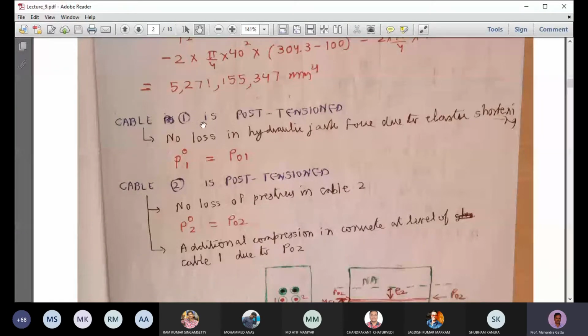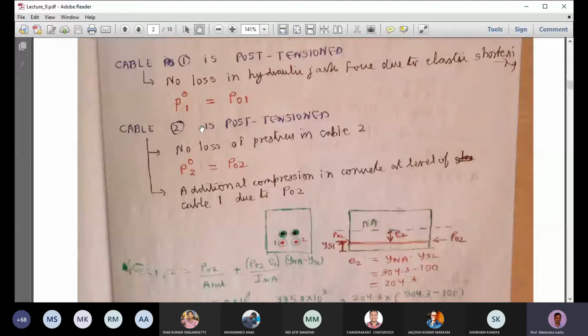So when cable 1 is post tensioned, as cable 1 is being post tensioned, the concrete is also being compressed simultaneously. So there is no loss in hydraulic jack force. Whatever hydraulic jack force is applied is also transferred to the concrete. So P hat 1 is equal to P subscript O1. Next we do the post tensioning of cable 2.